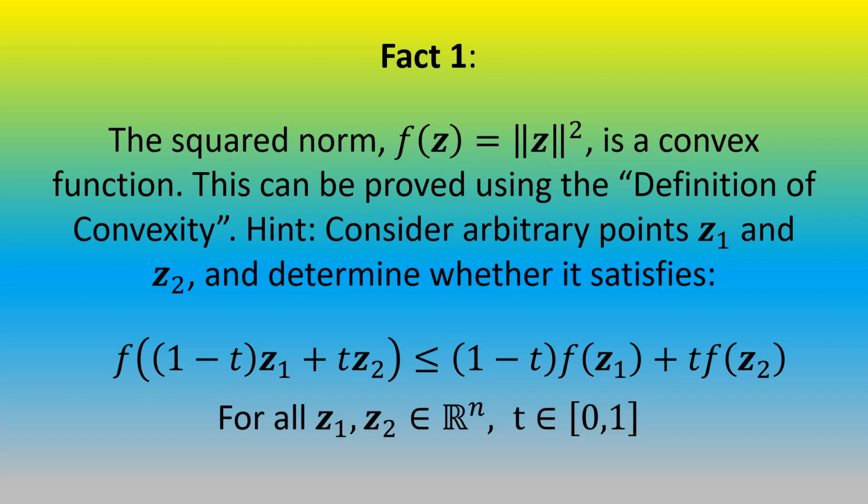Fact 1. The squared norm f of z equals the norm of z squared is a convex function. This can be proved using the definition of convexity. Hint: consider arbitrary points z1 and z2, where z1 and z2 are within R^n and t is a member of the interval from 0 to 1 inclusive, and determine whether it satisfies the definition of convexity. It should actually satisfy this if you plug in this over here.